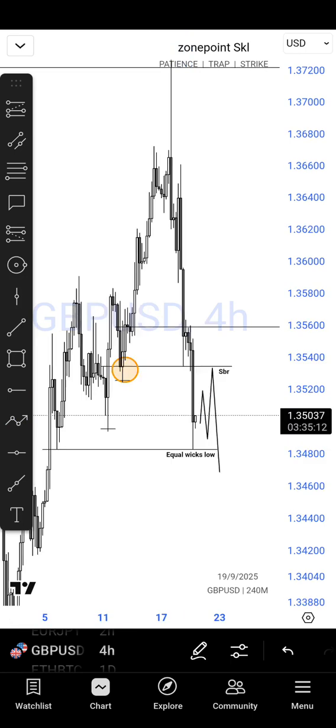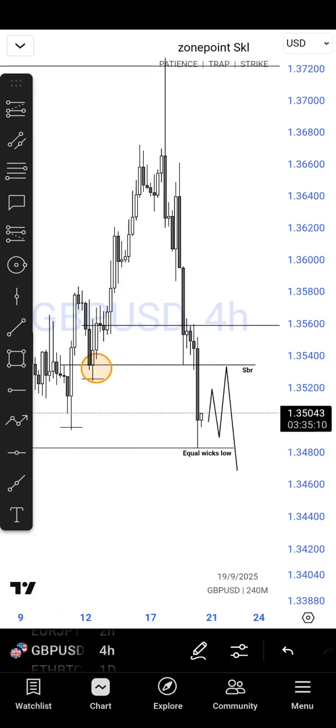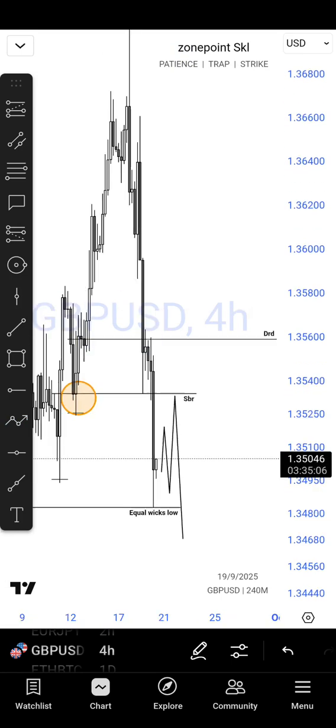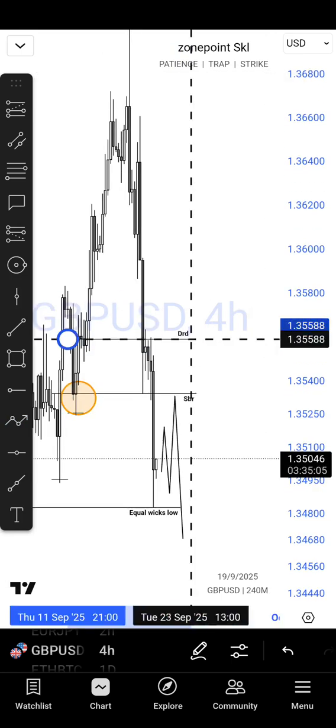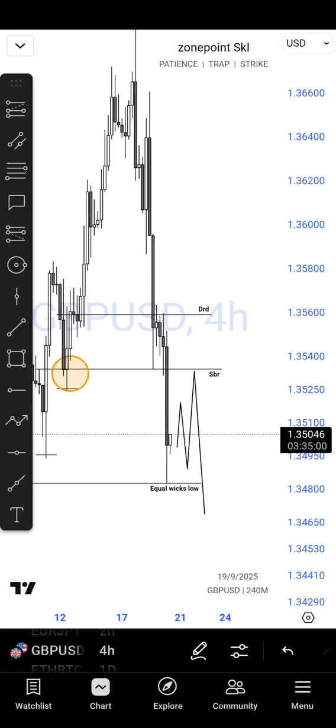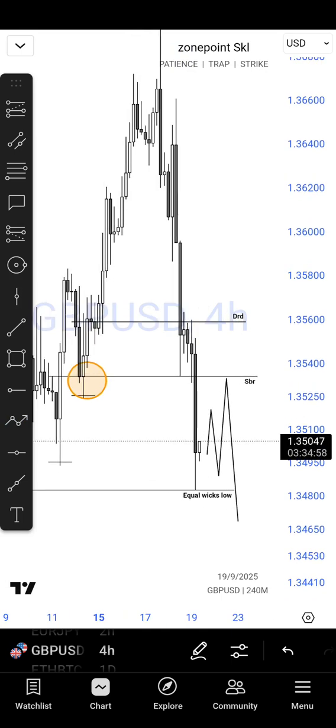This is what we'll be expecting on our time frame. Price moves up, creates a form of liquidity, taps into the SBR and does what? Comes down.